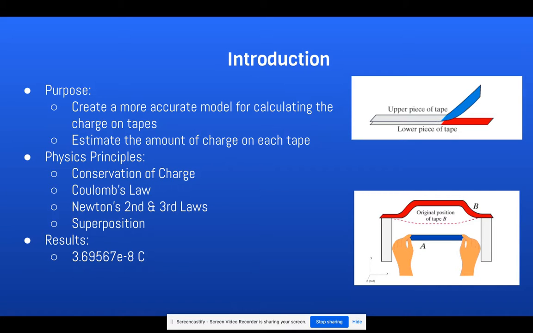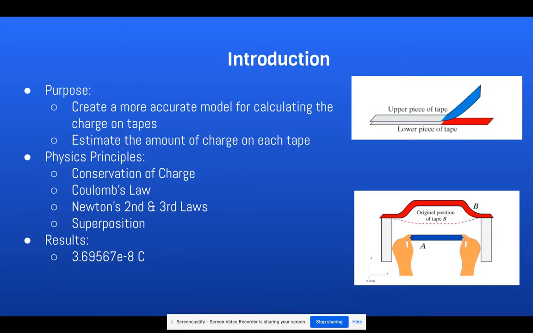The purpose of this lab is to create a more accurate model for calculating the charge on the pieces of Scotch tape by using a new computational model with the same data from Lab 1. Some physics principles to keep in mind are conservation of charge: charge cannot be created nor destroyed; Coulomb's law, the electric force; Newton's second law, F net equals ma; Newton's third law, reciprocity of forces; and the superposition principle.